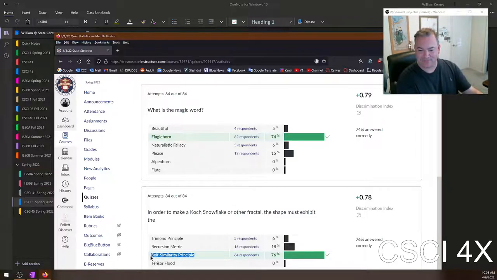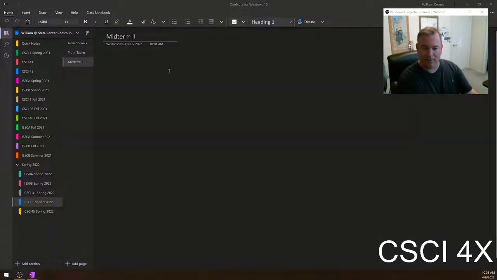Fractals exhibit the self-similarity principle, and that's something that comes up a lot in computer science and in real life as well. So we're going to talk today about midterm two, which will start on Friday at the end of class, 11 o'clock in the morning. The window will open, and when you click on start, you will have a set period of time to take the midterm, same rules as last time. And it will hard close on Monday after spring break at the start of class, 10 a.m.